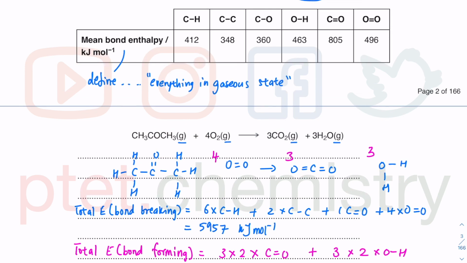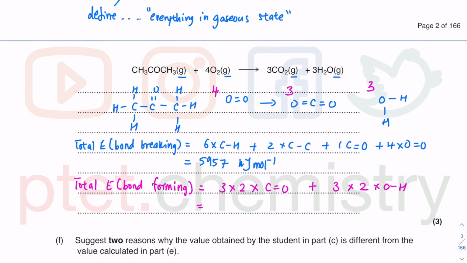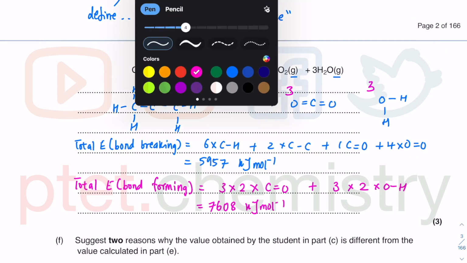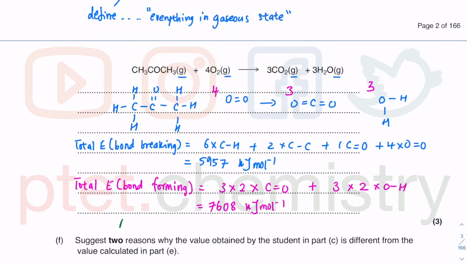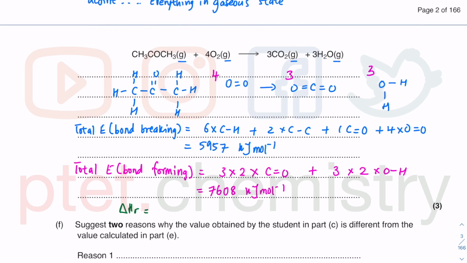It's going to be 6 times C double bond O, so 6 times 805, plus 6 times OH, so plus 6 times 463 there, 7608 is my total energy release when I form the bonds. So the enthalpy change is the total energy for bond breaking, 5957, minus the total energy for bond forming. And without doing any calculation, you can see it's small minus big. I'm going to get a negative value, minus 1651, with sign and also unit there.